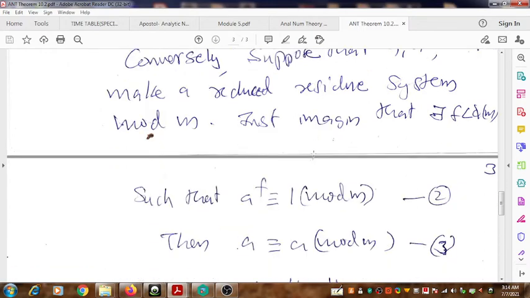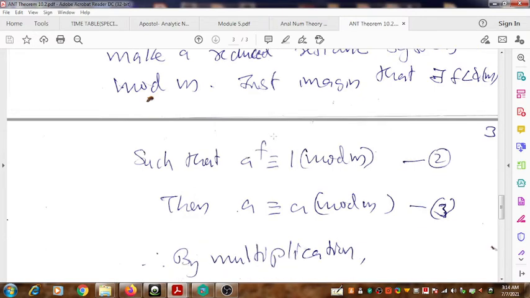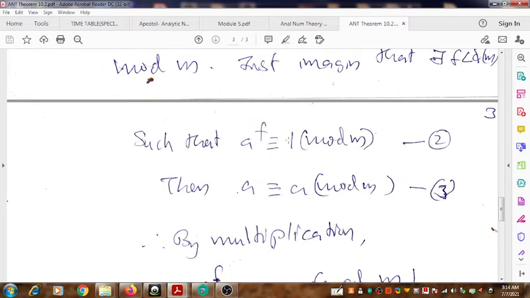For that, we need to show that there does not exist a number less than phi m such that a raised to the power of that number is congruent to 1 mod m. But let's just imagine that there exists a number f which is less than phi m and satisfies a raised to f is congruent to 1 mod m.